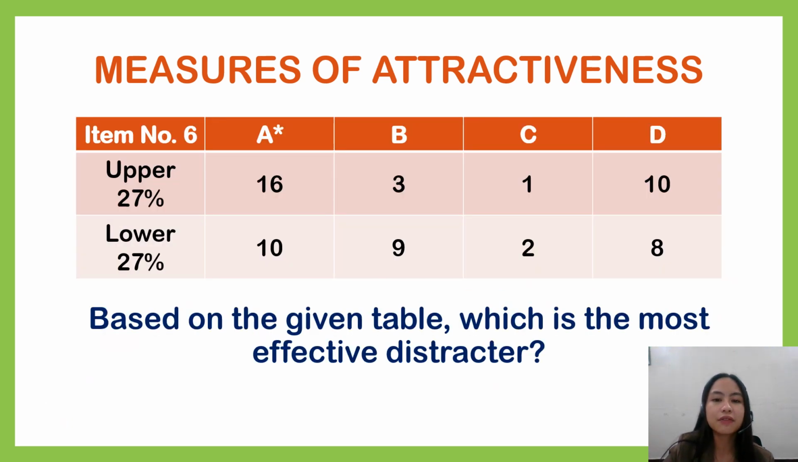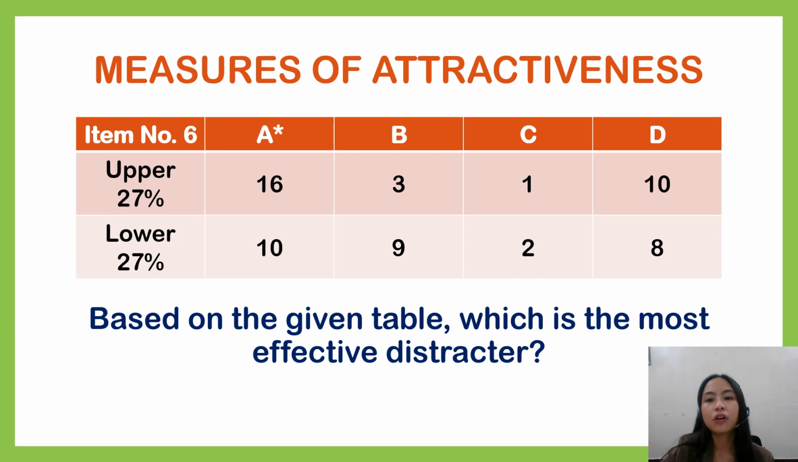So, let's have an example. Based on the given table, which is the most effective distractor? Sa upper 27%, item number 6 ito. Lower 27%. So again, malalaman natin kung saan dyan yung effective distractor if mas marami ang nagkamali from the lower kesa sa upper. So sa letter A, ito tamang answer naman to. So doon tayo magbabase sa B, C, and D.